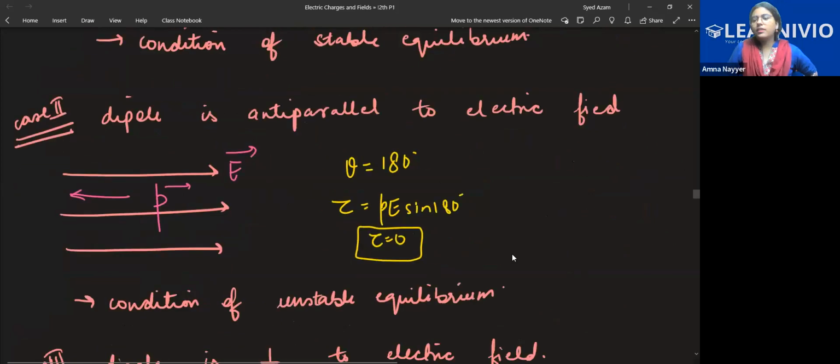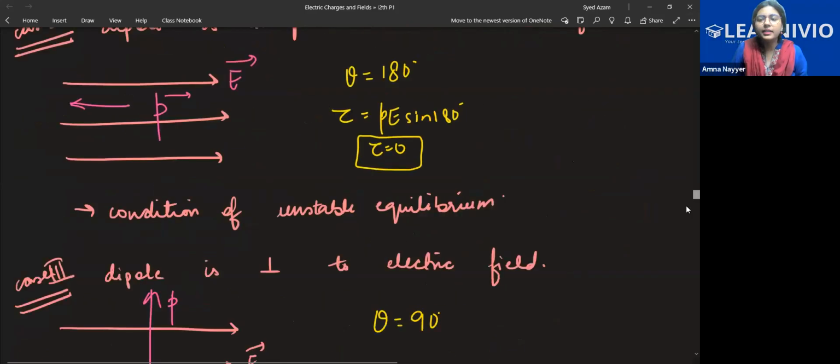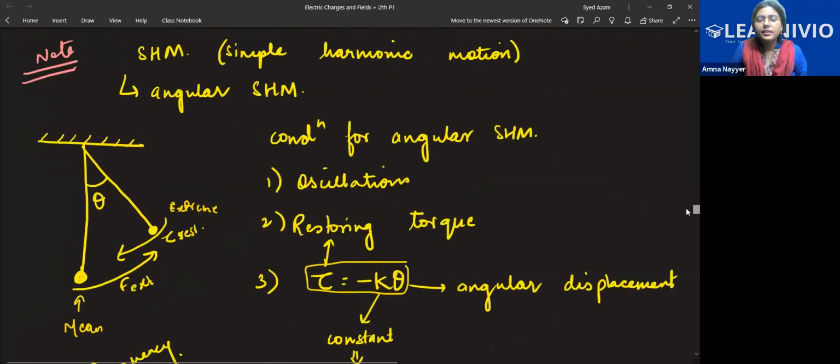When a dipole is present in a uniform electric field, what phenomena can occur? When the electric field is uniform and a dipole is present, torque tries to align the dipole parallel to the electric field. This is what happens, and that will determine the direction of torque also. So we saw three cases: if the angle is 0 degrees, 180 degrees, and 90 degrees. These were the three cases, and that's where we stopped.